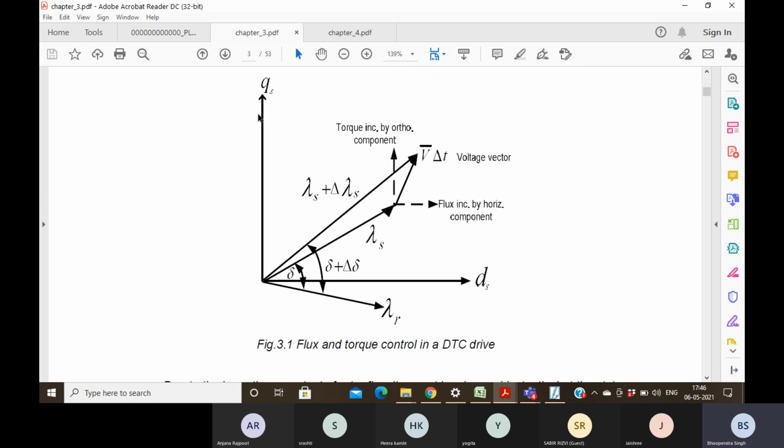And I have started this chapter with the basics. I told you that there are many reference frame theories. One is natural reference frames, stationary reference frame, rotating reference frame. So now we are going to see everything in a stationary reference frame. मतलब हम जो भी अब देखेंगे, we are going to be dealing with the variables which are being transformed into a 2S stationary reference frame aligned to the stator.